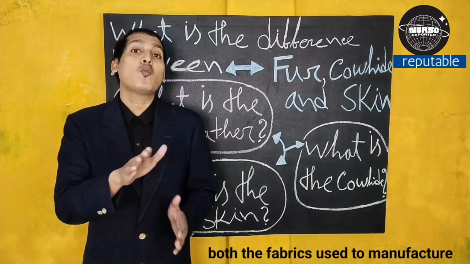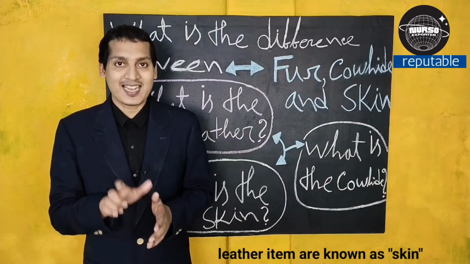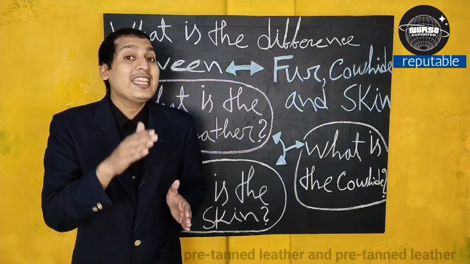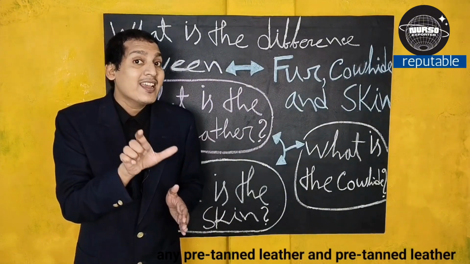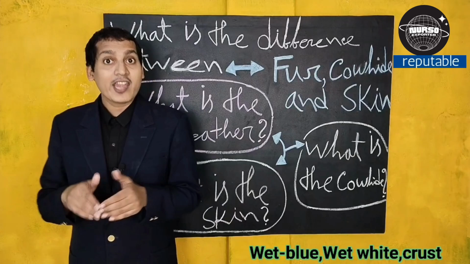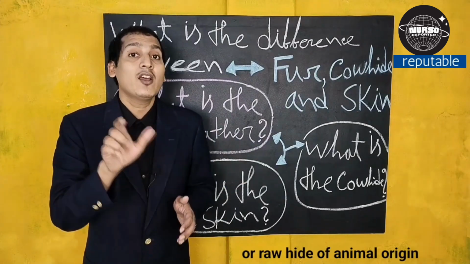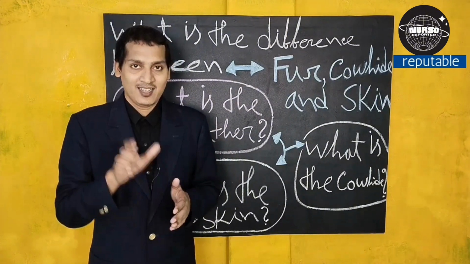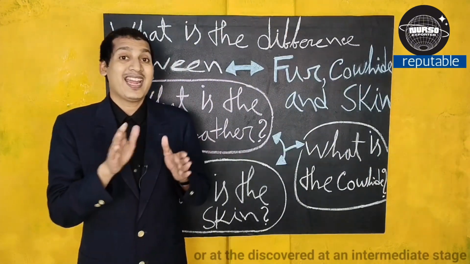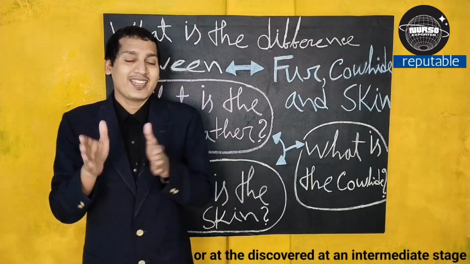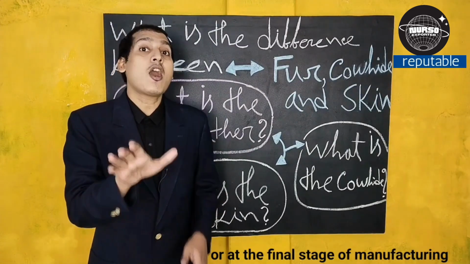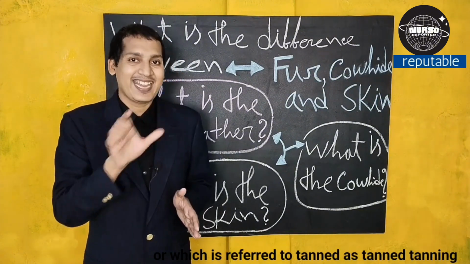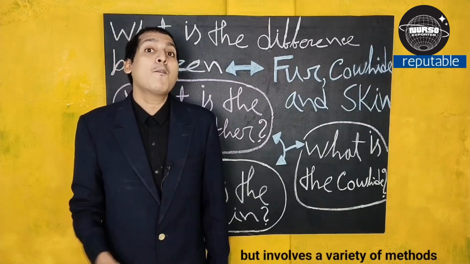Both the fabrics used to manufacture leather items are known as skin. In general, this term refers to any patent leather, raw hide, wet blue, wet white, or crust of animal origin: bovine, caprine, sheep, equine, etc. It must be submitted to tanning at an intermediate stage or at the final stage of manufacturing, which involves a variety of methods.